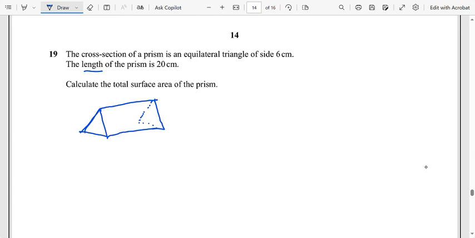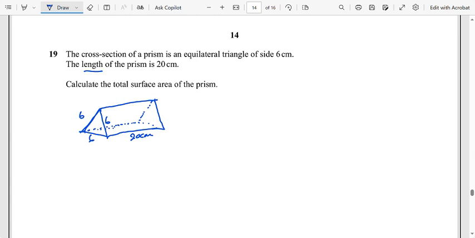So the cross section is an equilateral triangle, which means that's how this shape is formed uniformly. It's an equilateral triangle. So the equilateral triangle has sides 6, 6, 6, and the length is 20 centimeters. So we are required to find the cross section.